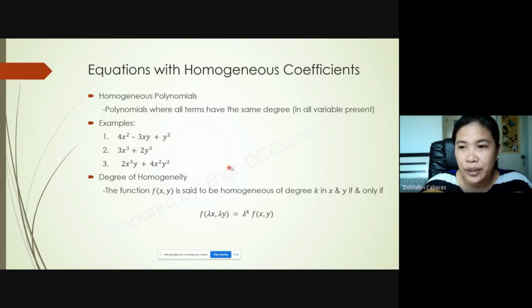There are some terms of the differential equation in which you cannot evaluate whether it is homogeneous or not by simple inspection. So what you have to do is to test the degree of homogeneity of the terms of the differential equation. The function f of x and y is said to be homogeneous of degree k if and only if a function of lambda x and lambda y is equal to lambda to the k times the given function of x and y.